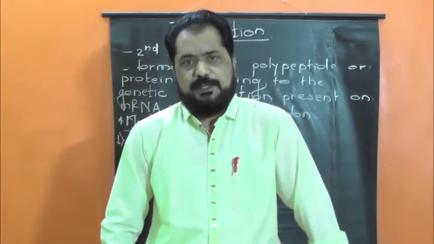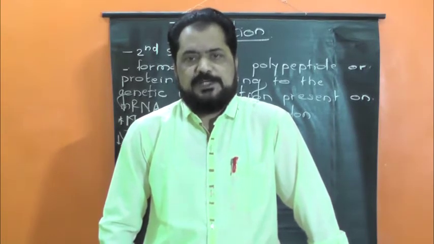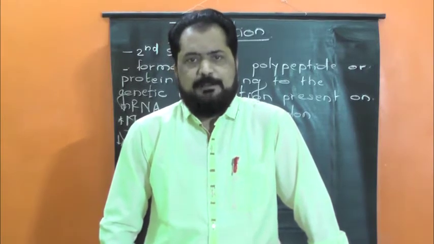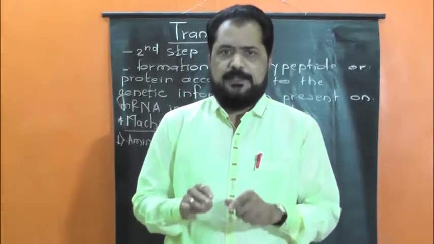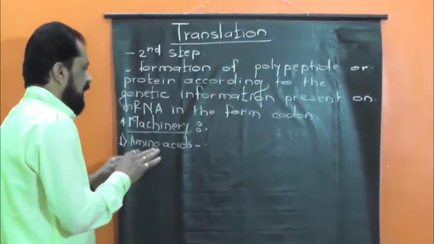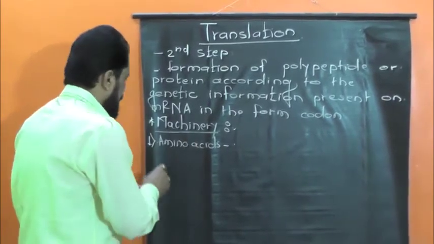And all these 20 different types of amino acids are present in the cytoplasmic matrix. It is also known as the amino acid pool. So the first requirement for the process of protein synthesis is amino acid, which acts as the raw material.